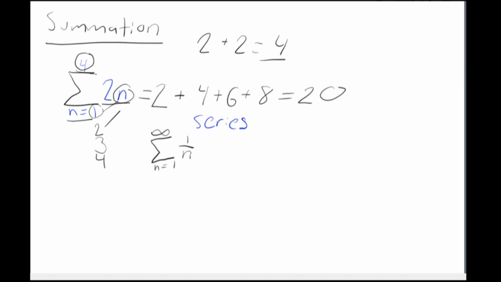So what this is telling us to do is to start at 1 and continue on until infinity and add these terms of 1 over n. So what this is going to look like, the first term, 1 over 1 is 1. Second term, 1 over 2 is 1/2, right? Third term, 1 over 3 is 1/3. Fourth term, 1 over 4 is a fourth. And we're going to do this forever. And this is what's known as the harmonic series. And my question for you is, what is this equal to? Does it have a finite value?